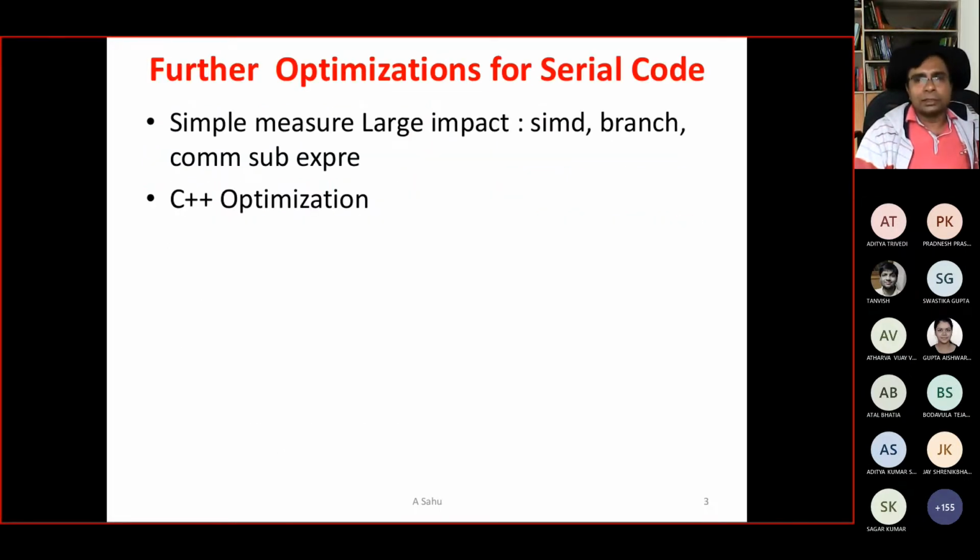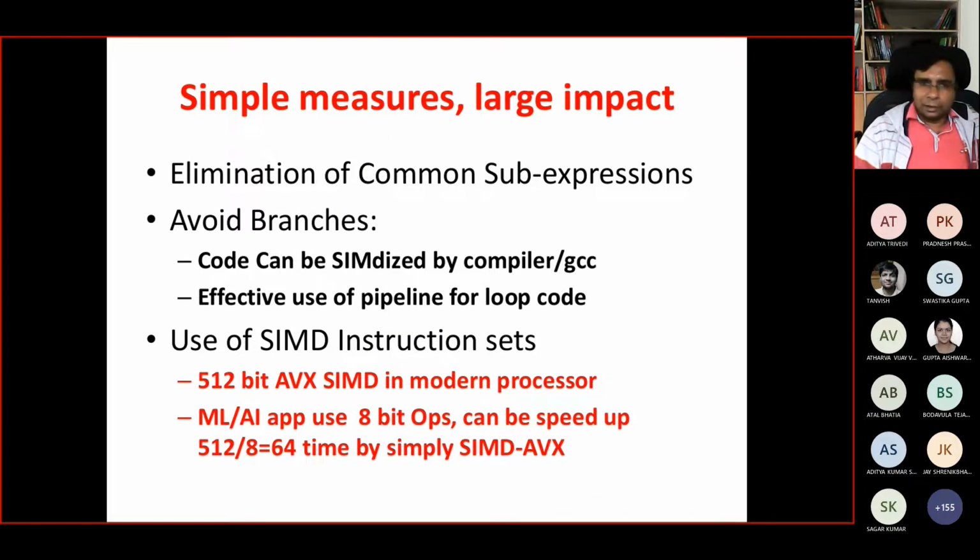So let's see. Elimination of common subexpressions, avoid branches, then use of SIMD instructions. These are the three very important things. Common subexpressions we have already seen, but we'll see one more example maybe. Avoid branches: code can be vectorized by the compiler. If you avoid branches, you get effective use of the pipeline for loop code. So if you avoid branches, then you can actually use vectorized code. GCC can vectorize it.